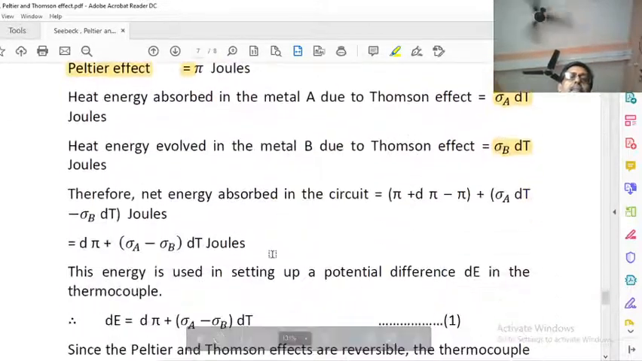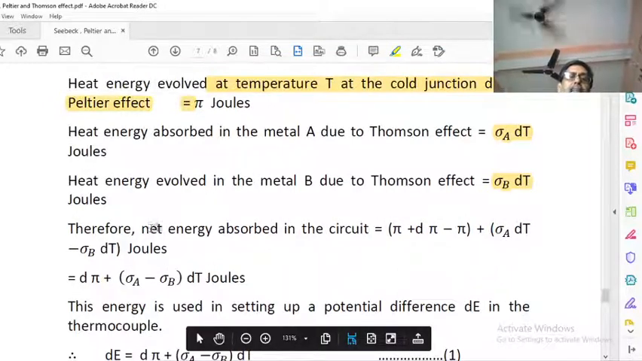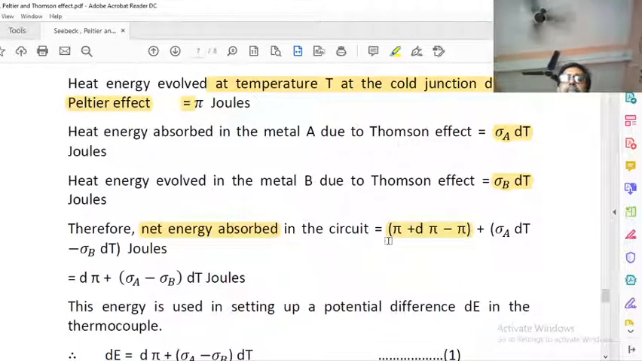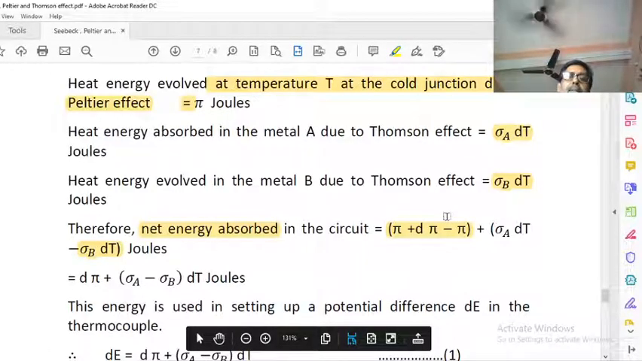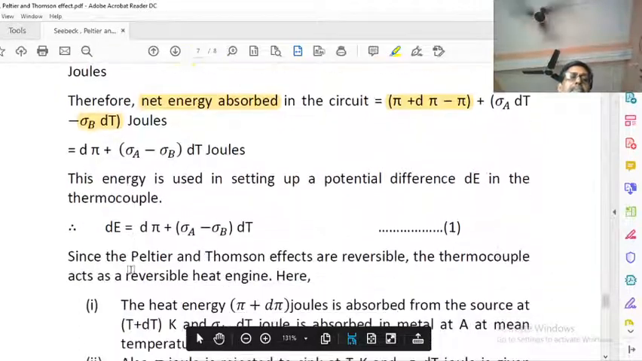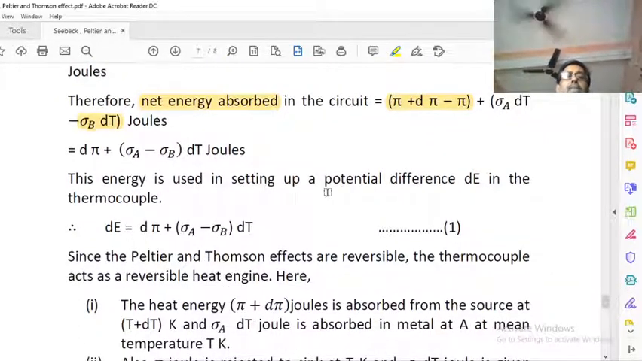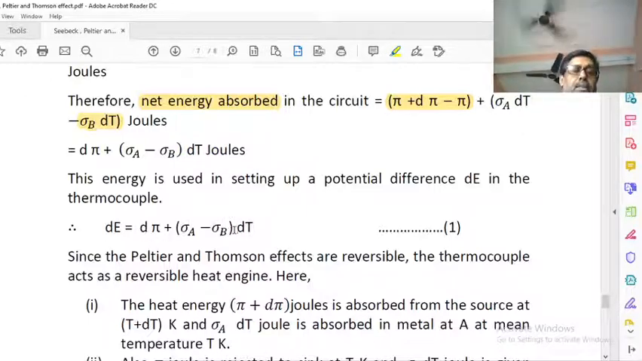Now we get the resultant net energy. Net energy absorbed means pi plus d pi minus pi and sigma A dT minus sigma B dT. So pi and pi cancel out. So d pi is here, and taking dT common, sigma A minus sigma B. This energy is used in setting up a potential difference dE, because this energy is used in setting up the potential difference. So dE is equal to this one.